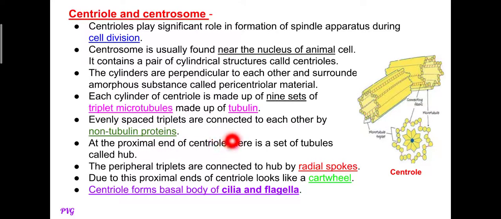At the proximal end of centriole, there is a set of tubules called the hub. And in that hub, actually they show the radial spokes. And due to these, the proximal end of centriole looks like a cartwheel-like structure. This is the cartwheel-like structure. Thus, centriole forms basal bodies of cilia and flagella. That's all about all the cell organelles which are important for the cell. Thank you.